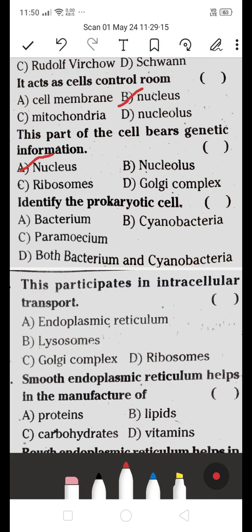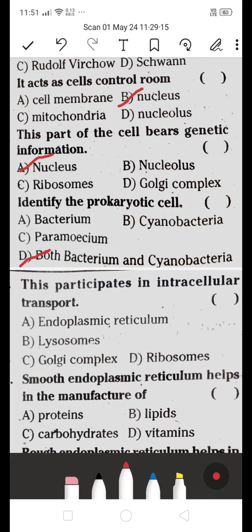Identify the prokaryotic cell. Is it A, bacterium, or B, cyanobacteria, C, paramecium, or D, both bacterium and cyanobacteria? Which is the right answer? The answer is D, both bacteria and cyanobacteria. Where is the paramecium? Paramecium is a eukaryote. Bacteria and cyanobacteria are prokaryotic.